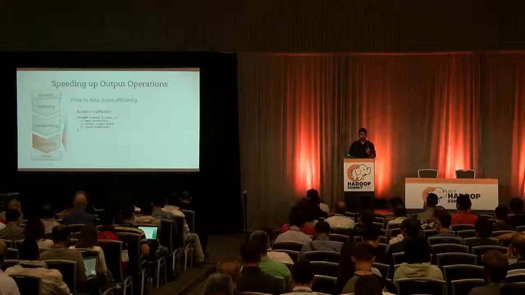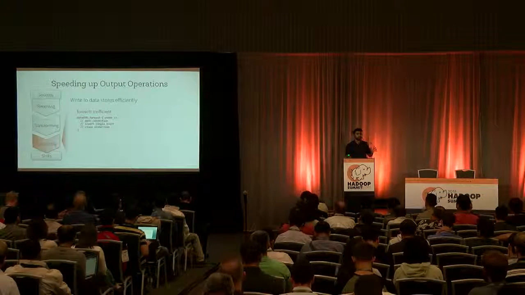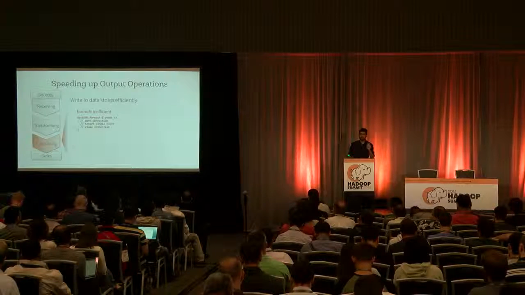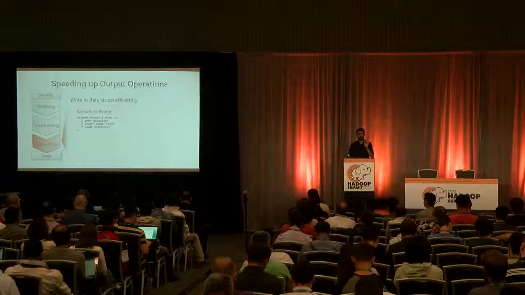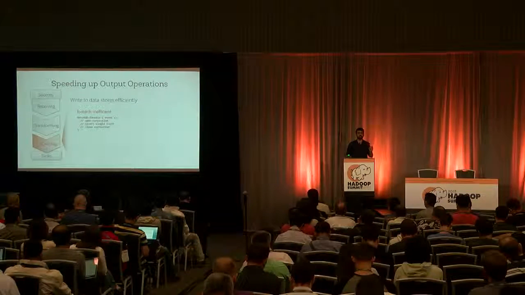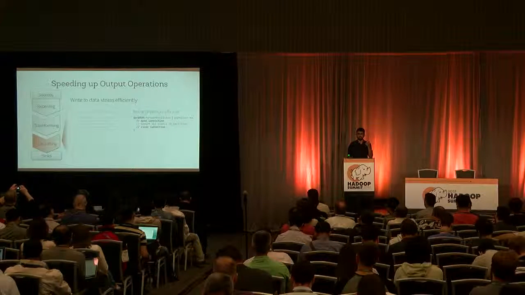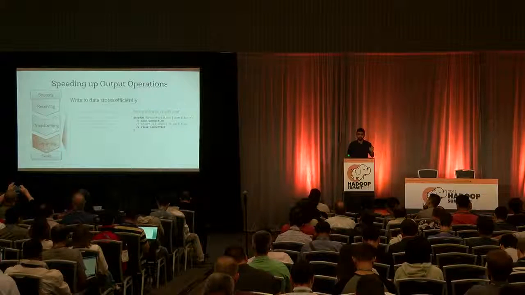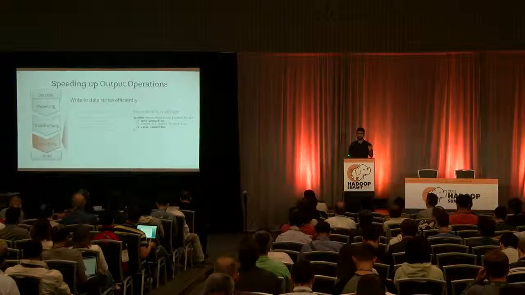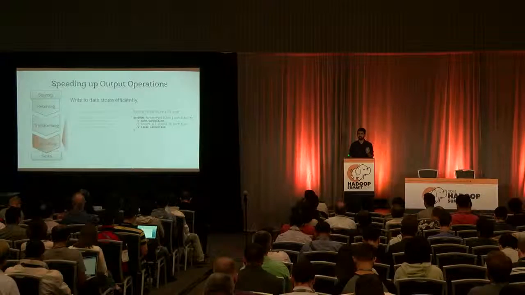The last part is output operations. How do you push data to data stores efficiently? The important thing to remember is that you should not be opening a new connection to push out a single record. Rather than doing foreach and opening a connection every time, you should use foreachPartition, where you open up a connection, push all the data in a single partition at one go, and then close the connection after that.